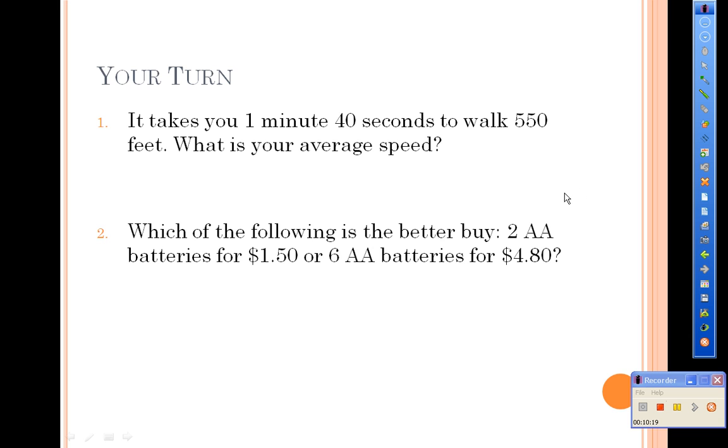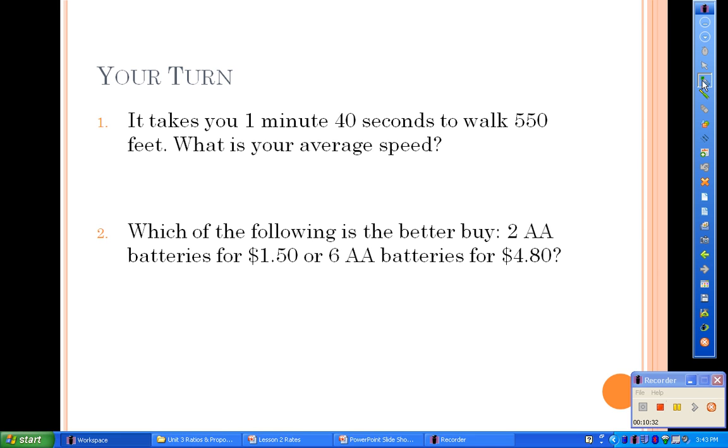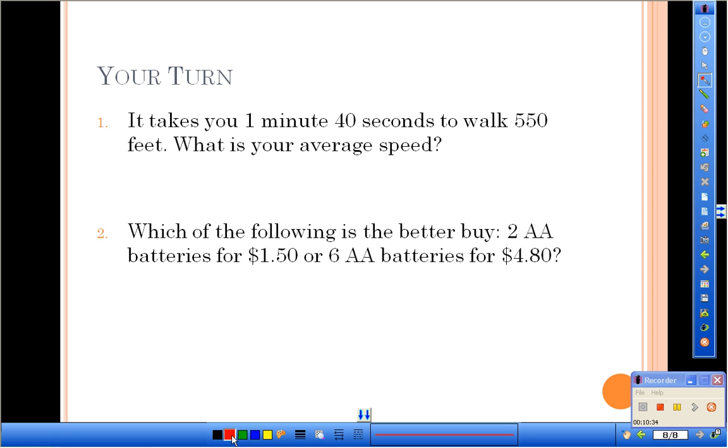Okay, now I want you to try these two. Press pause on your video screen, try the problems, and then press play and check your answers. Good job. Now check your work as we do it together.